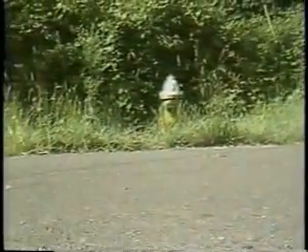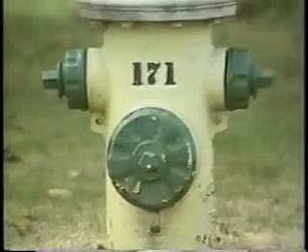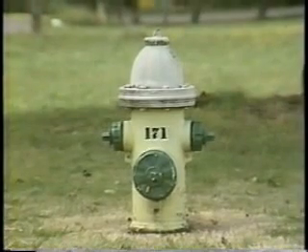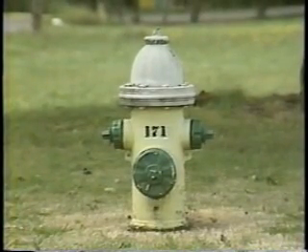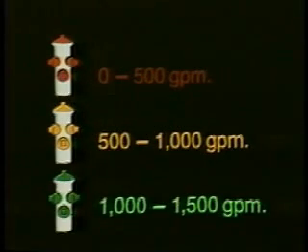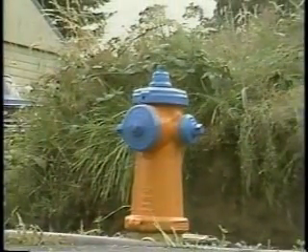In many areas, blue reflectors have been cemented on the center line of the roadway, marking the location of hydrants, which may be difficult to spot, especially at night. Some departments have color-coded their hydrants to indicate the water flow in gallons per minute available from each hydrant. Red indicating 0 to 500 gallons per minute, orange indicating 500 to 1,000 gallons per minute, green indicating 1,000 to 1,500 gallons per minute, and blue for 1,500 or more gallons per minute.